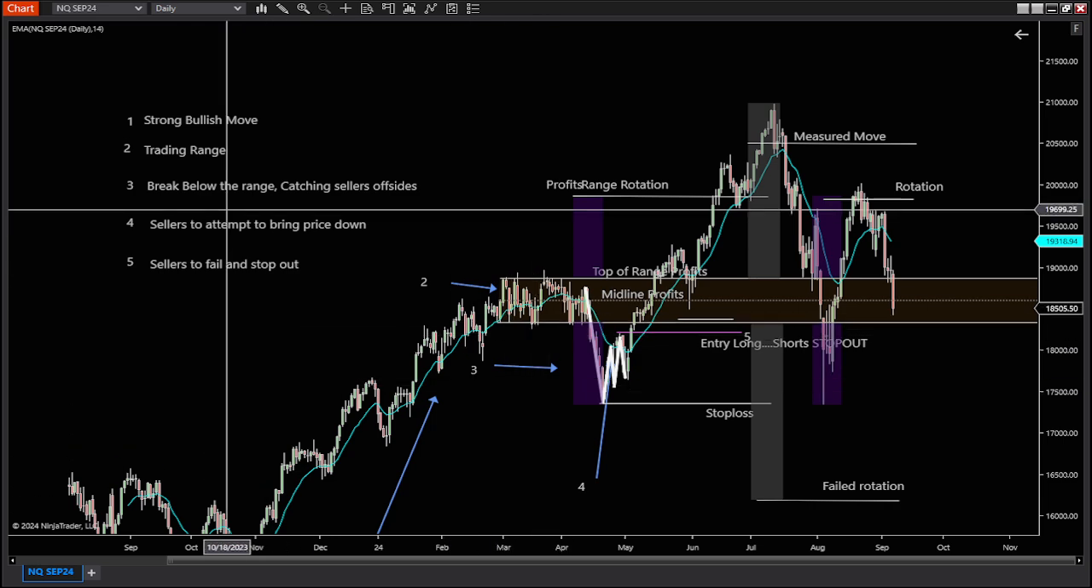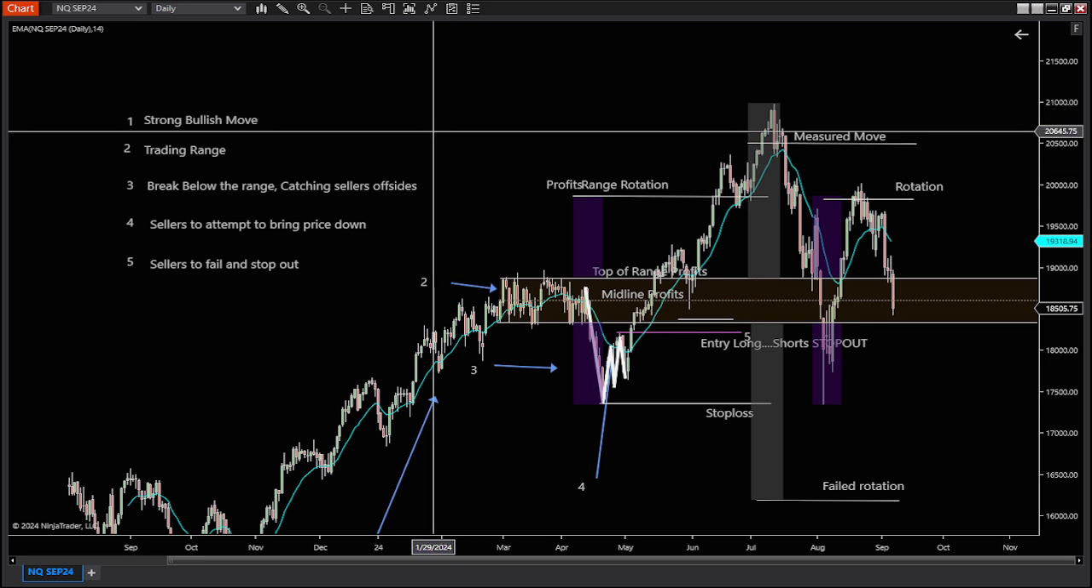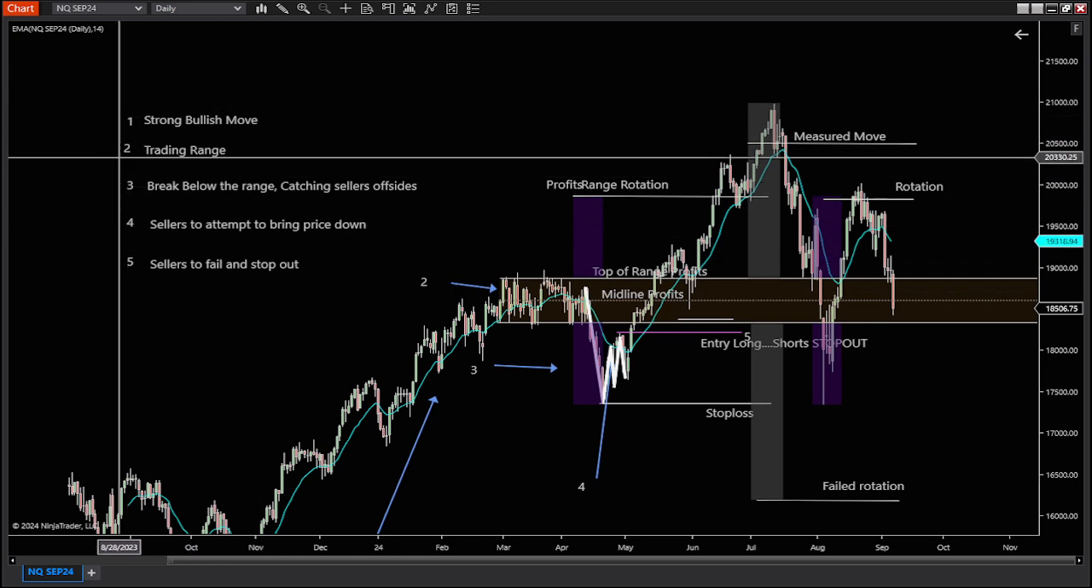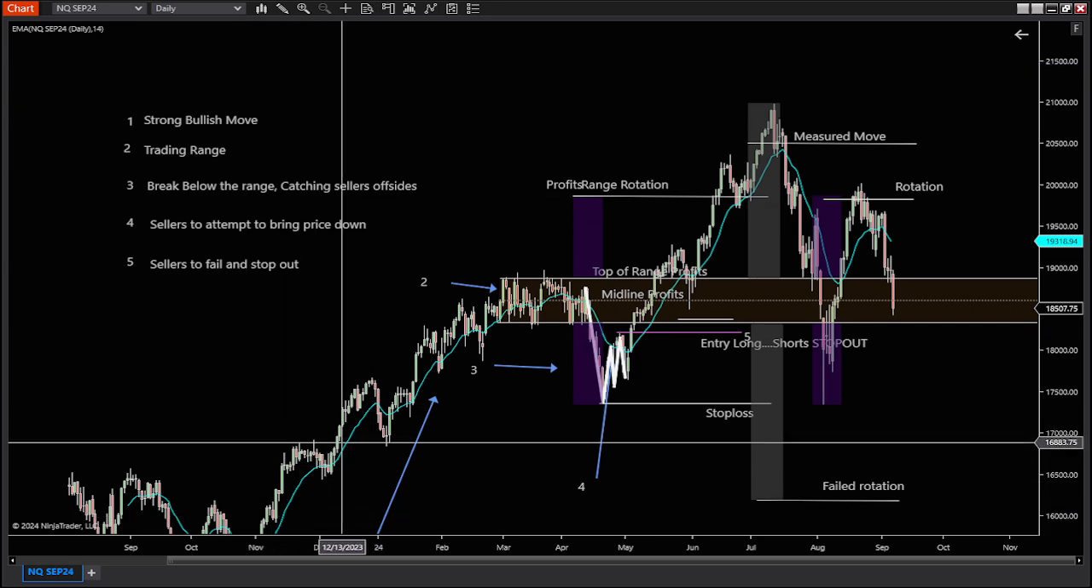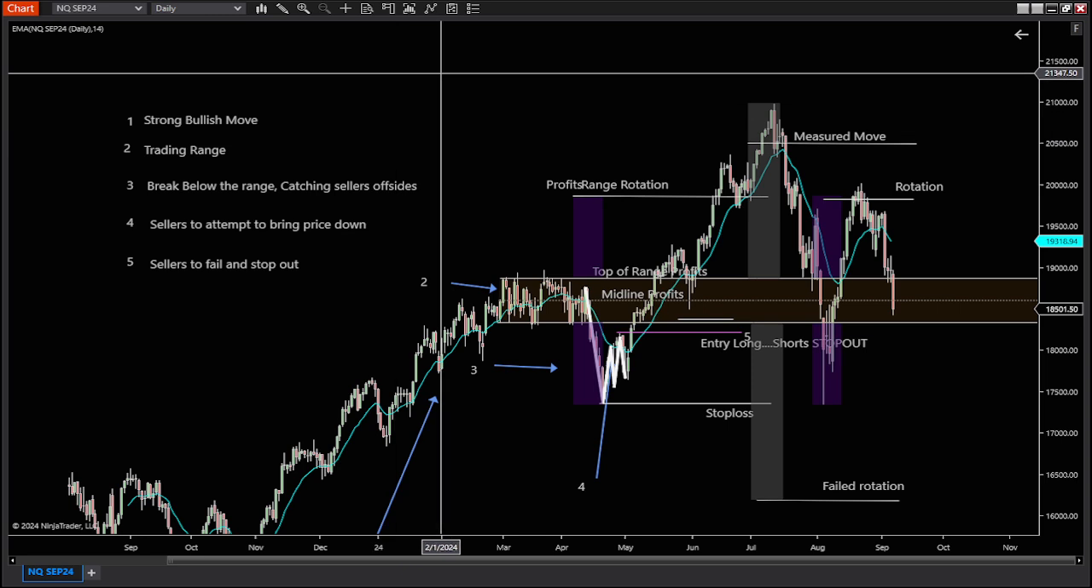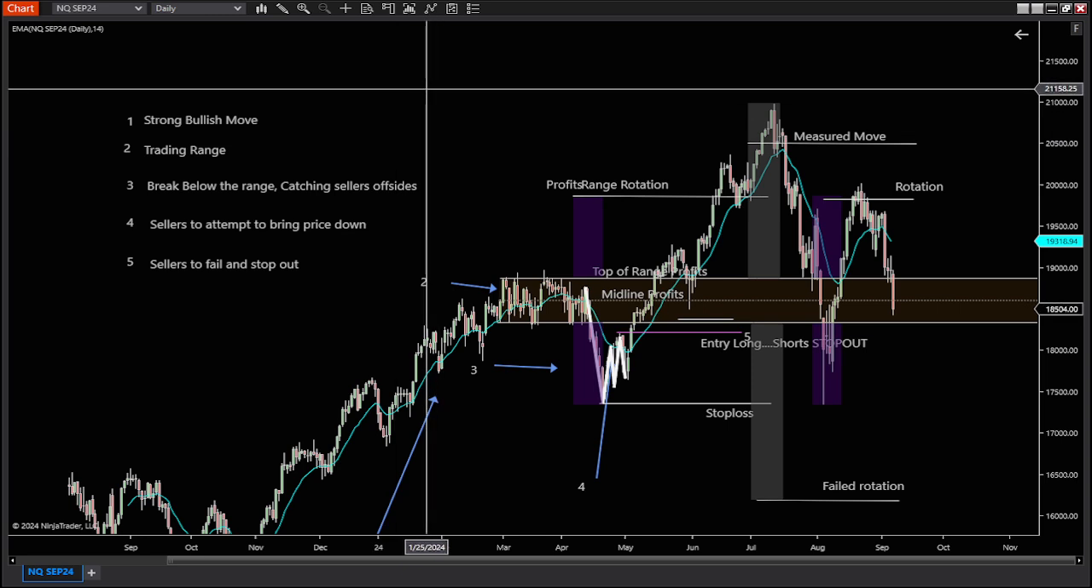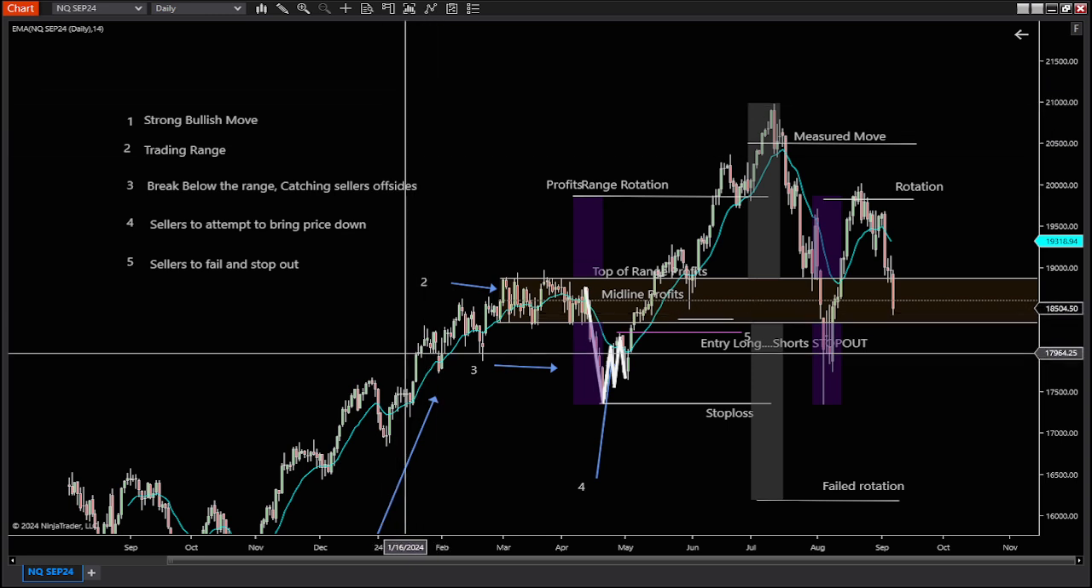That's what I like to look for during our bullish into a trading range. This setup has to have these steps, has to follow these rules and these steps. It can't be any other way. Bullish into a trading range. Vice versa for bearish into a trading range. That's what I look for.